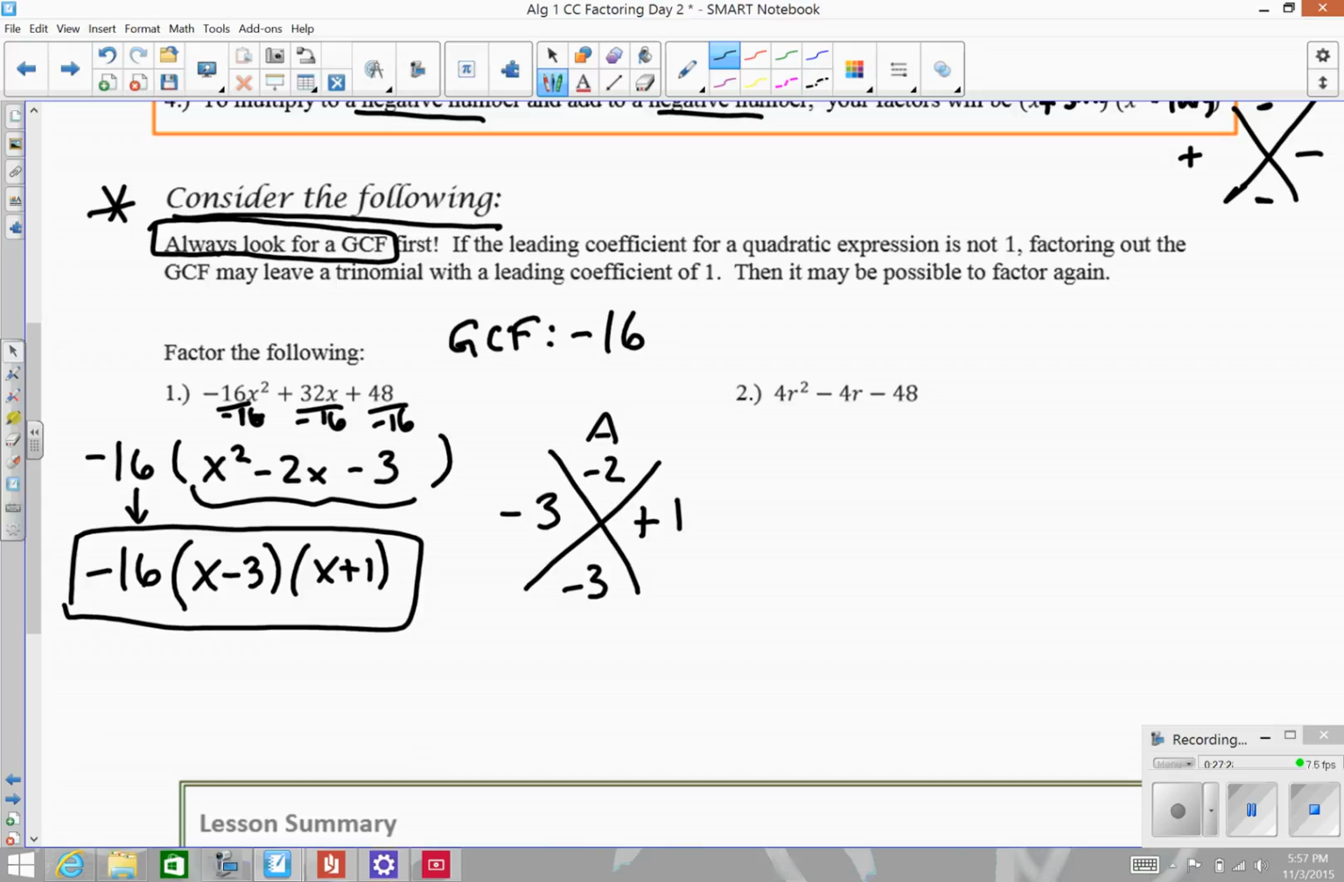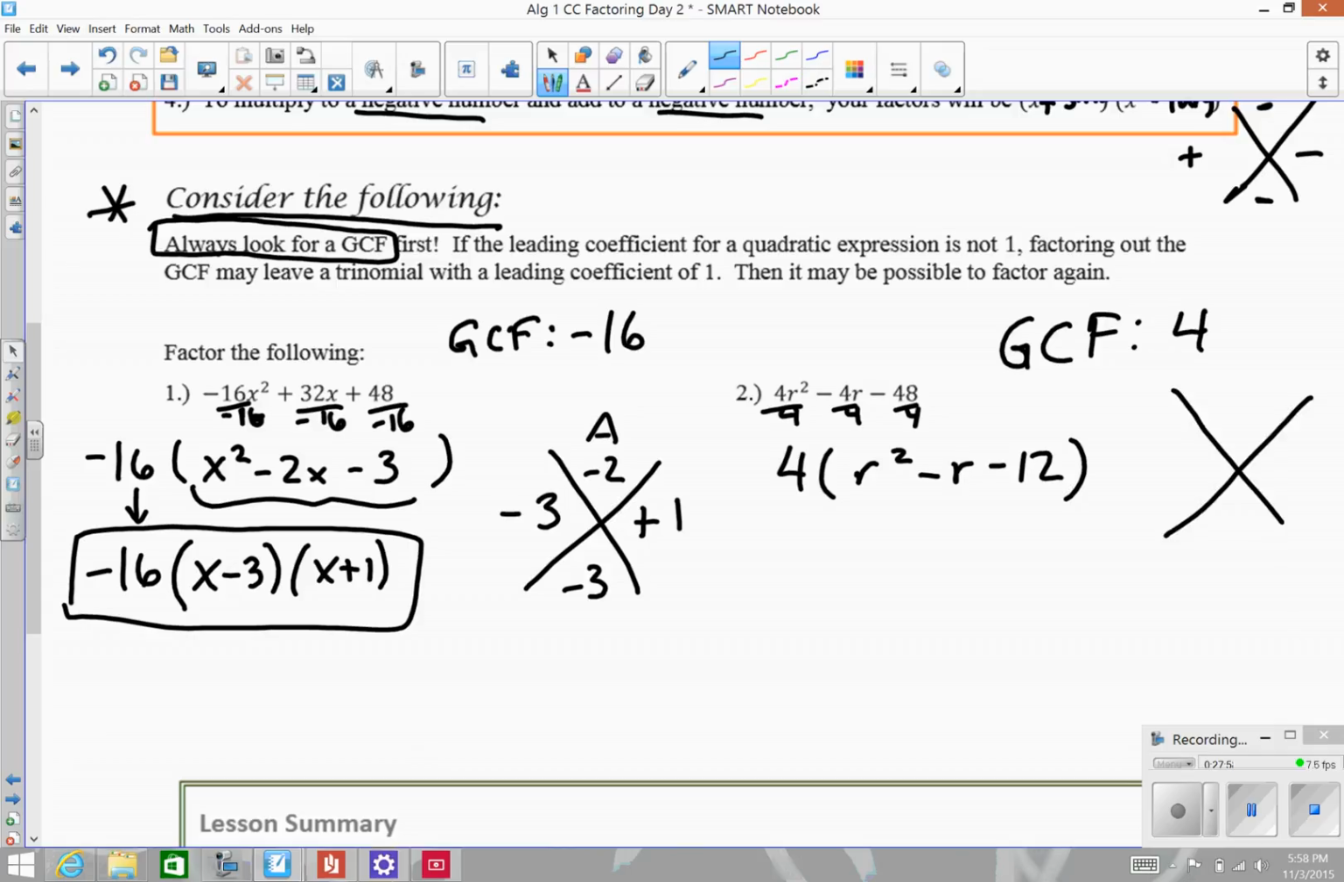Let's take a look at example 2 here. I don't have an r squared by itself, so I'm going to look for a GCF. Thankfully, we see we've got a GCF of 4, so I'm going to divide the 4 out of everything, fill in my parentheses with my GCF on the outside. I get r squared minus r minus 12. Looking at what's left in parentheses, I want to look for two numbers. They're going to add up to be, what's the coefficient of my r here? I'm going to add up to be negative 1. I want to multiply to be negative 12.